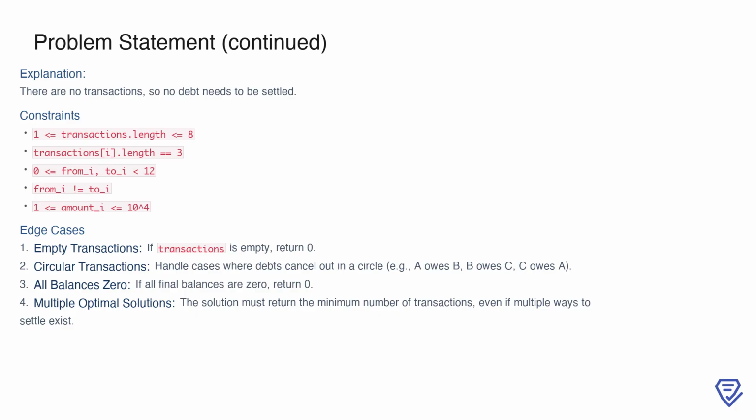Now, let's look at the constraints and edge cases to keep in mind. The number of transactions can range from 1 to 8, and each transaction is always well-formed, meaning from_i and to_i are valid person IDs, and the transferred amount is positive. Edge cases include situations like circular debts, where the amounts cancel out, or when all balances are already 0. In every scenario, the goal remains the same: minimize the number of transactions required to settle all debts.